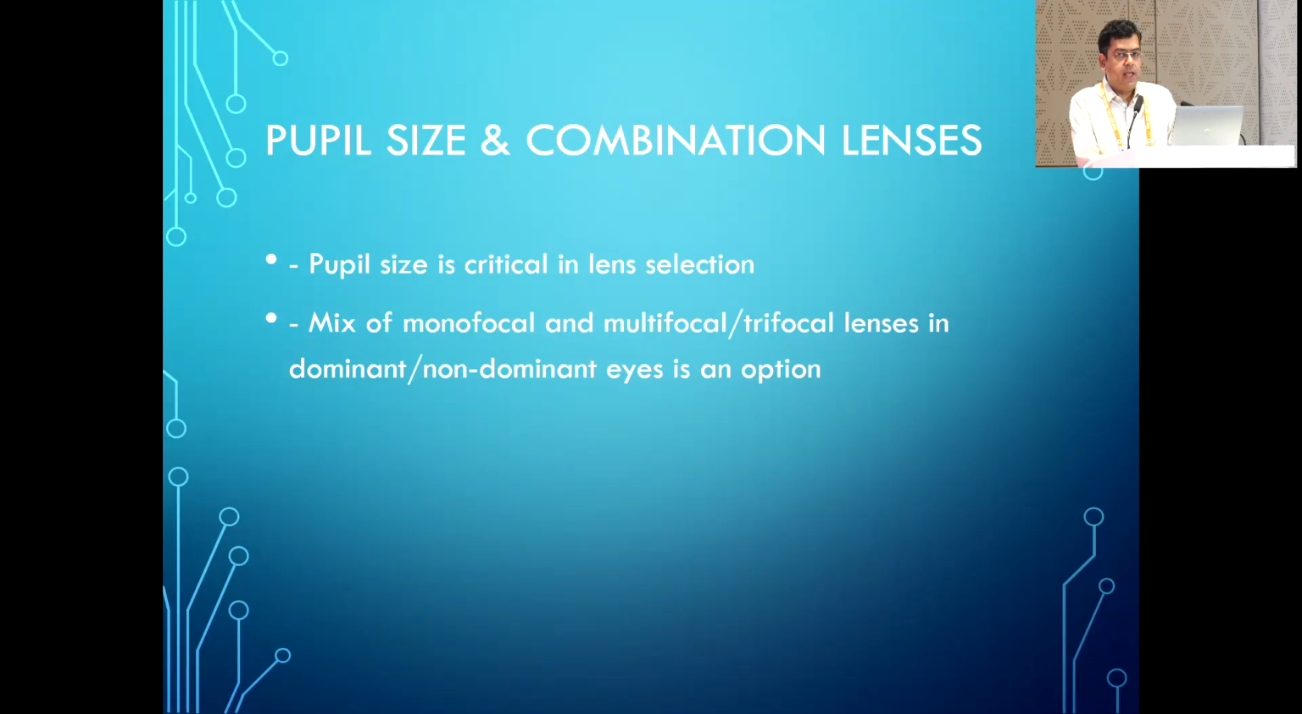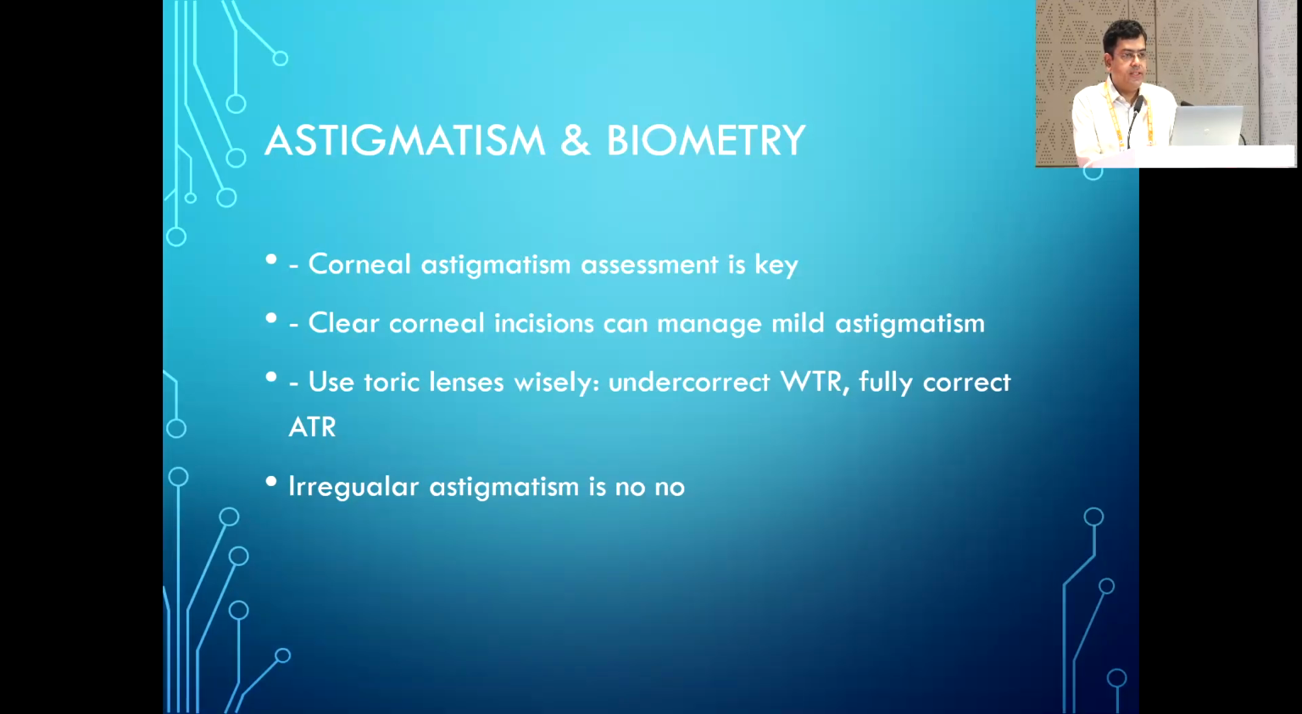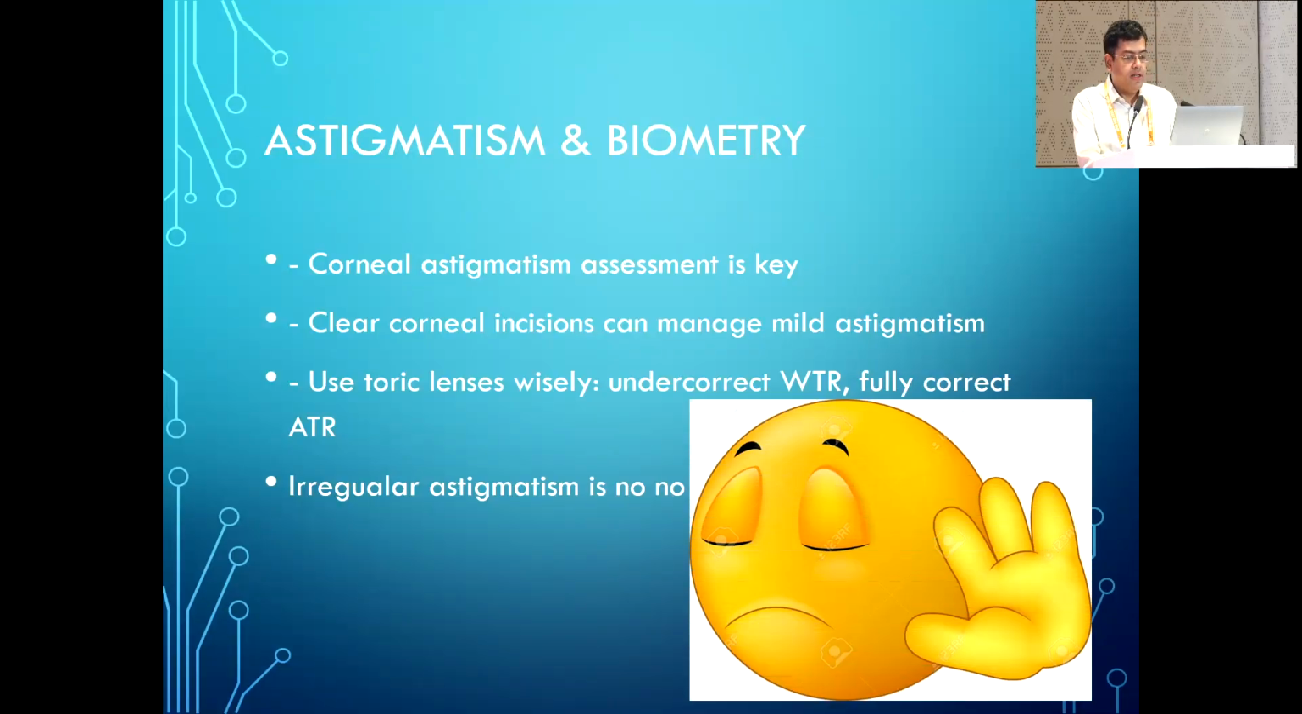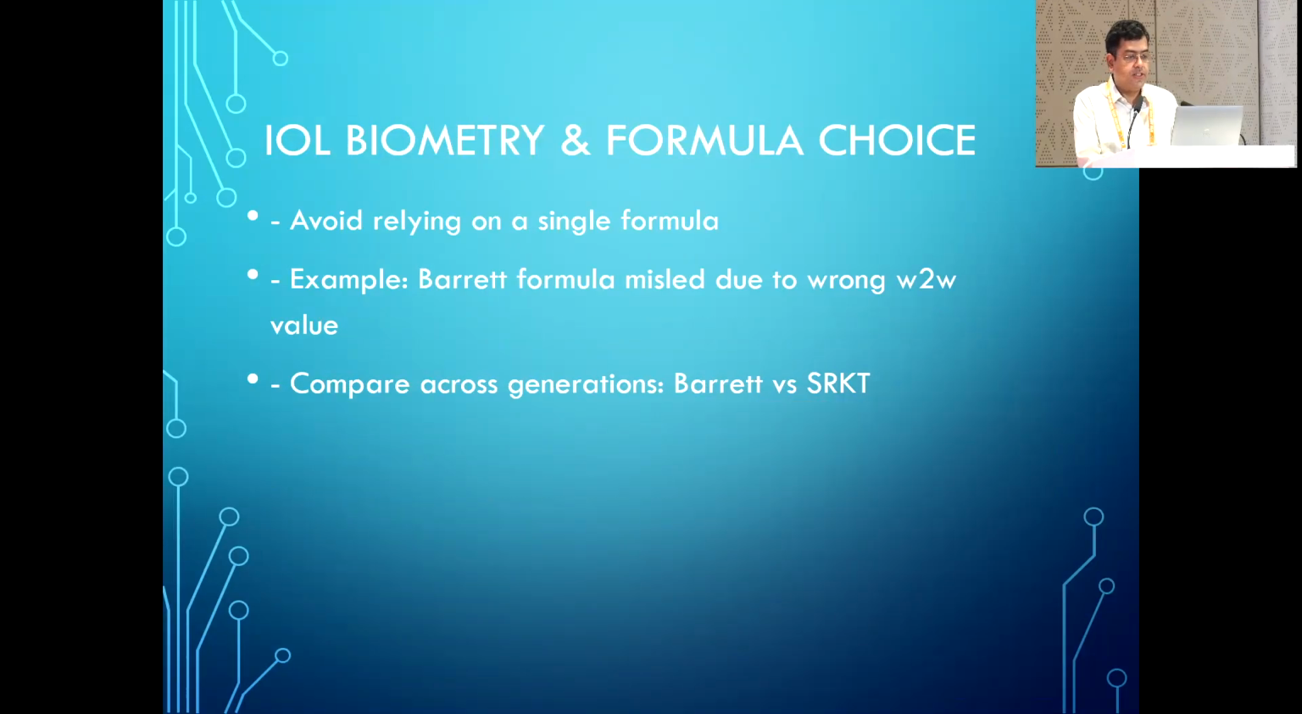So always, the other patient factor to look at is the pupil size. You can use a mix and match of lenses according to the pupil size. A patient having a higher pupil size will do better with a monofocal lens in the dominant eye and a trifocal lens in the non-dominant eye. Don't use EDOF lenses in people with a bigger pupil. I will come to that later. If it is an irregular astigmatism, it is a clear no-no for any of these refractive lenses.